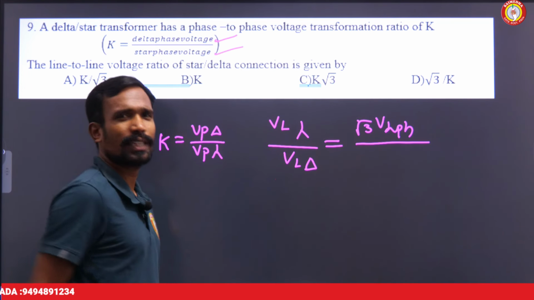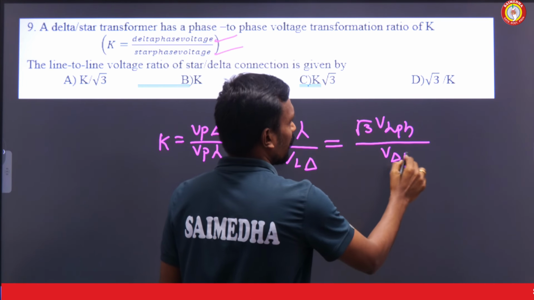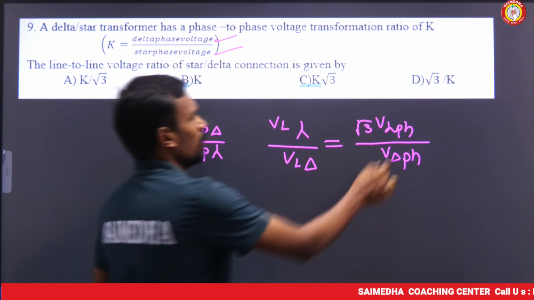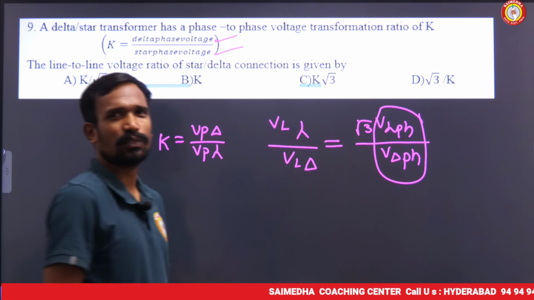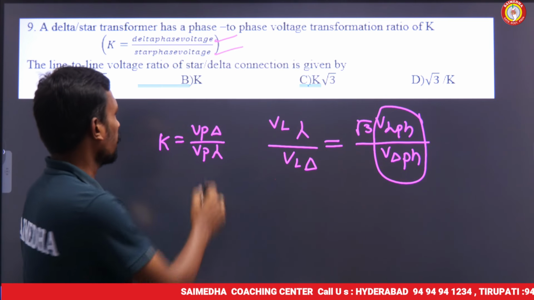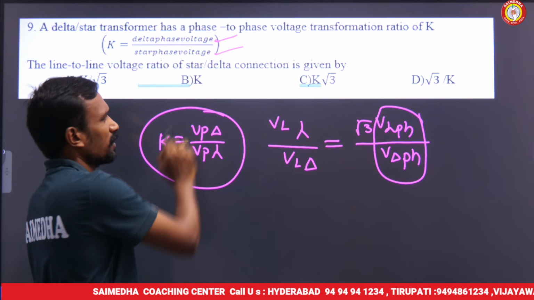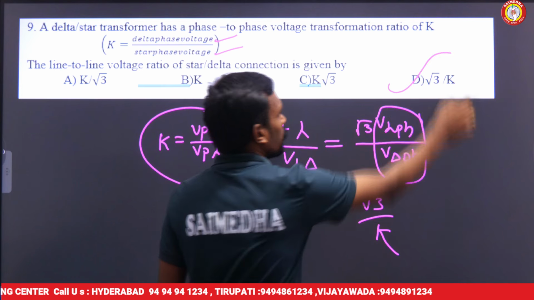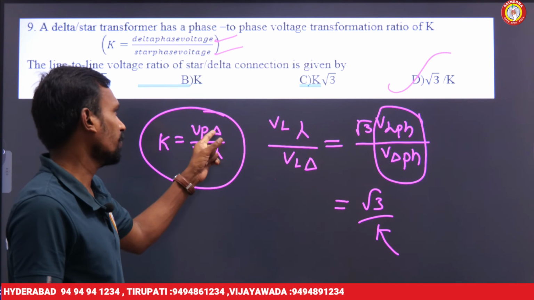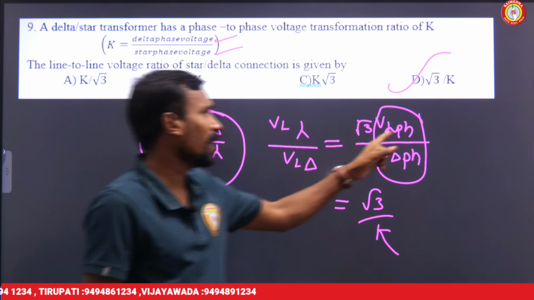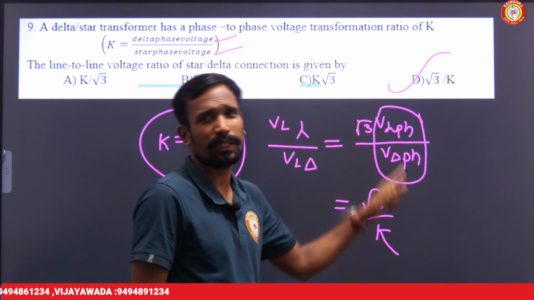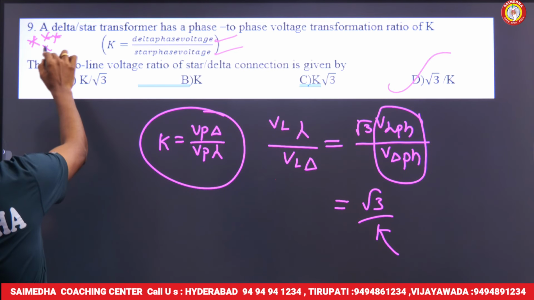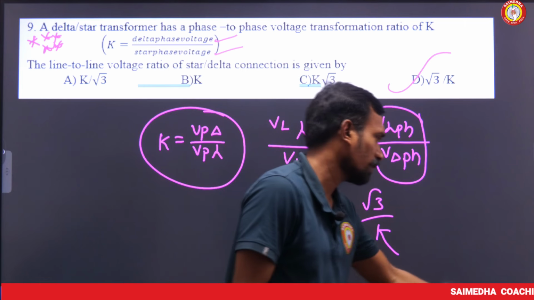What is the delta line voltage? The delta line voltage is equal to the delta phase voltage. So the ratio of the phase voltage of star to the phase voltage of delta is the reverse of this. So root 3 by K will be your answer. They gave delta phase to star phase as K, but here I want star phase to delta phase, in reverse. Like this question, sir, it is actually very important for Genco Transco, sir. We can expect such questions.